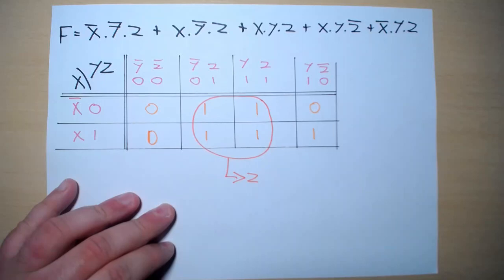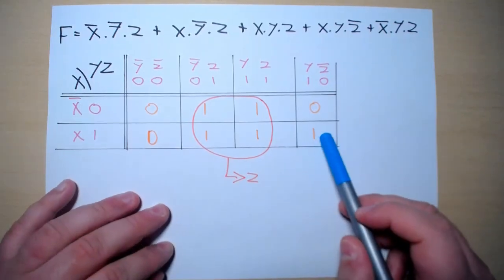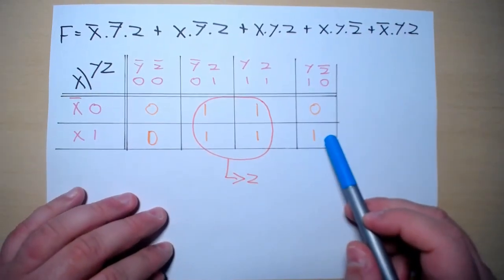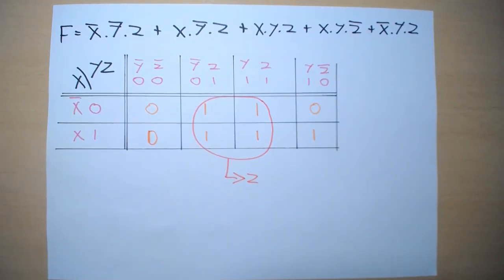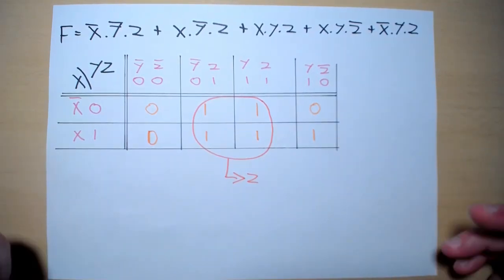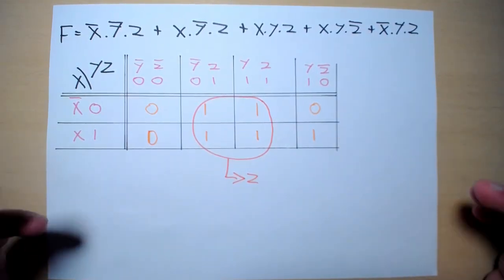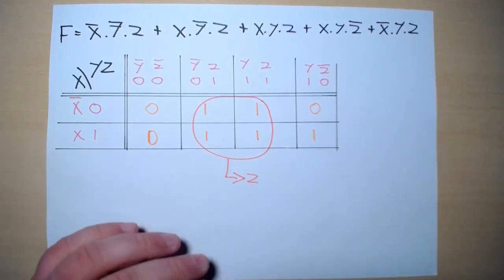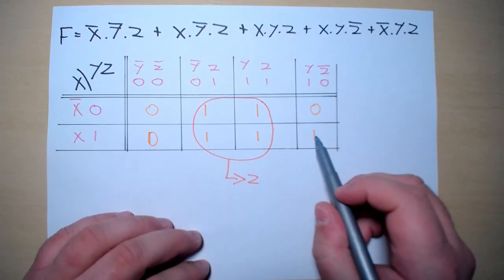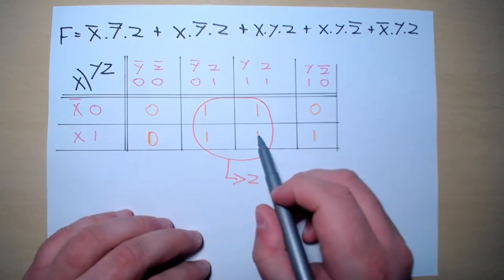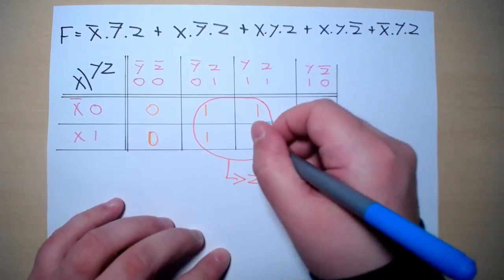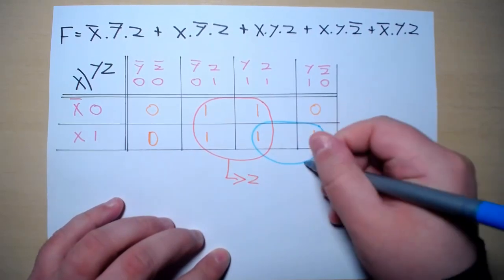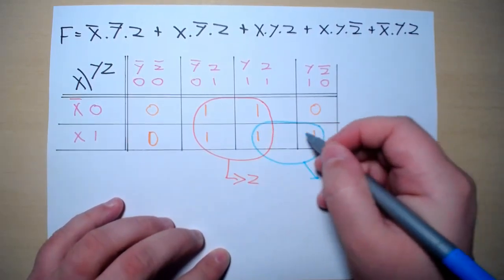Now, what are we going to do with this one? As you know, when working with Karnaugh maps, it is very important that each group will have the maximum possible number of ones. So in this case, we can overlap this with the one next to it. It's okay to overlap and take those two as a group.